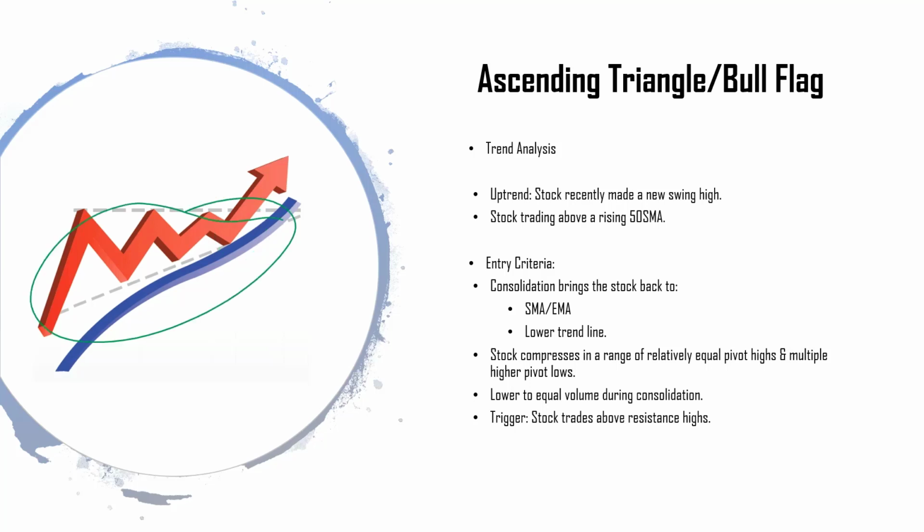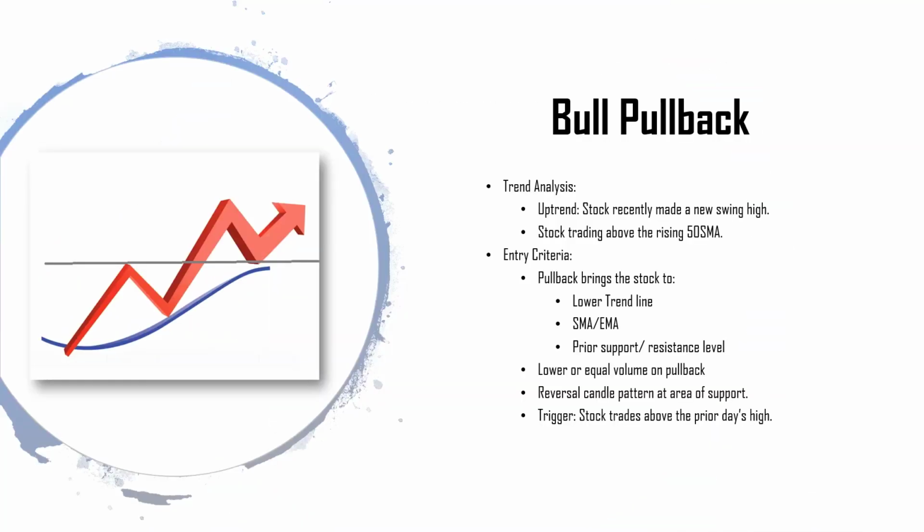So pretend this lower portion is down here. So you missed it. What you can do is keep an eye on it, wait for it to pull back and retest support, and then that's when you could enter and ride it higher. That is one way to do the bull pullback.